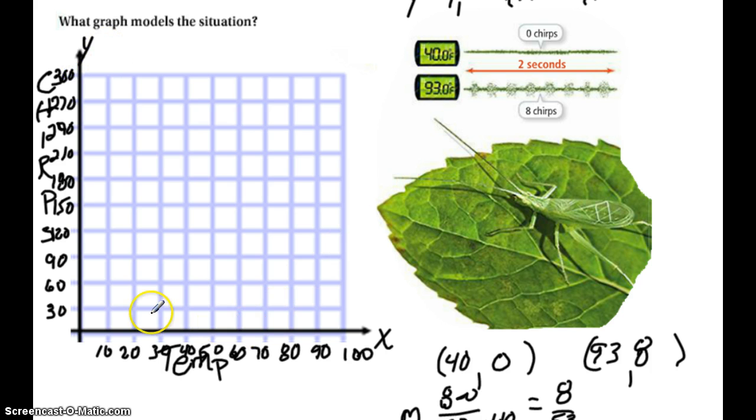Now let's go ahead and plot these coordinates. We have a temperature of 40 and 0, and 93 degrees and 240. So we're going to call that 93 degrees. That's going to be right there at 240. So that's going to be our line.